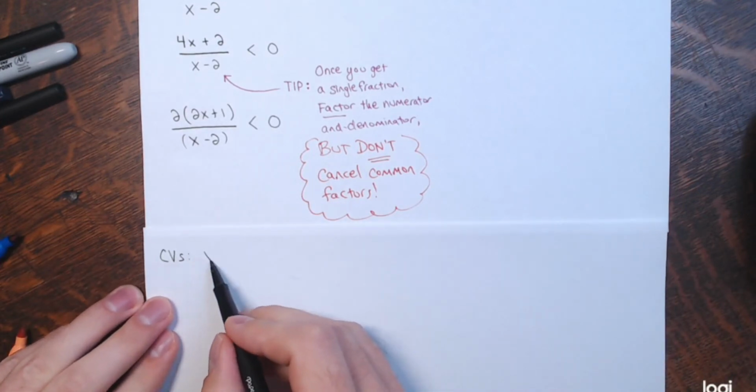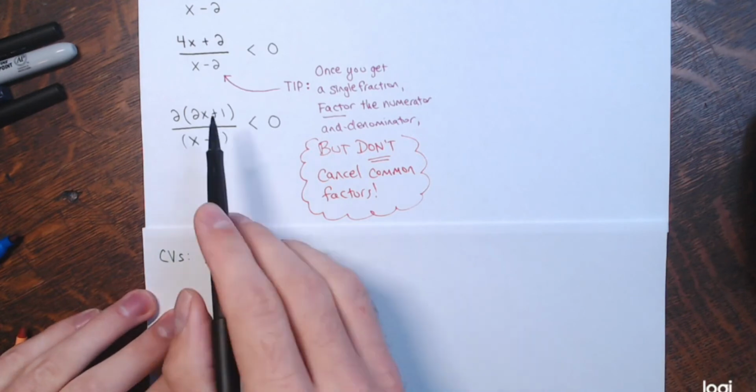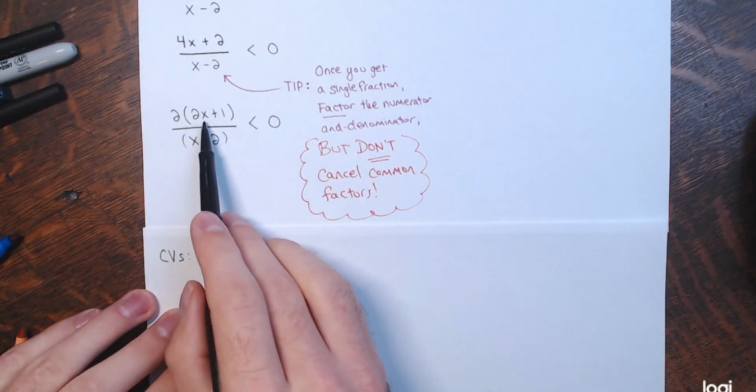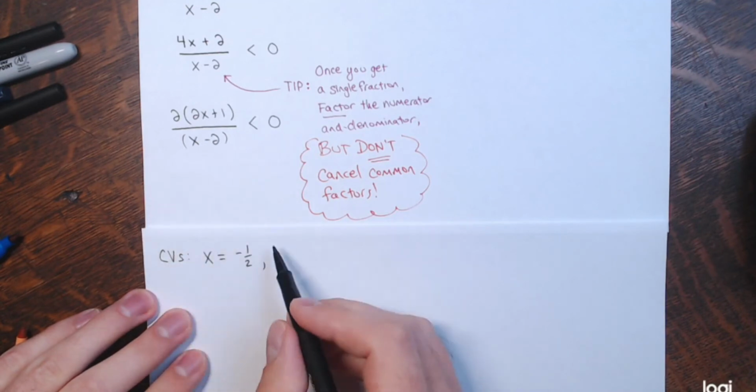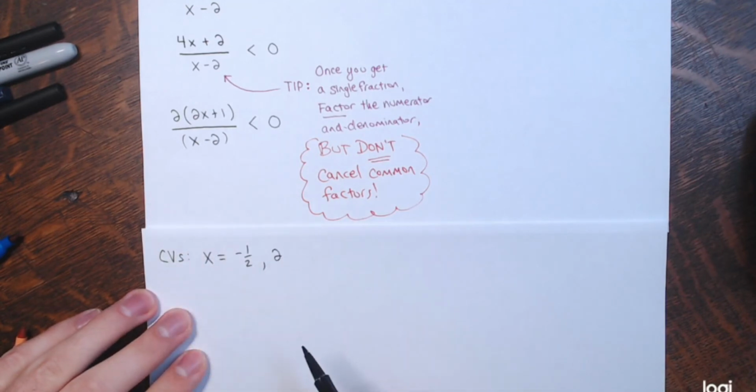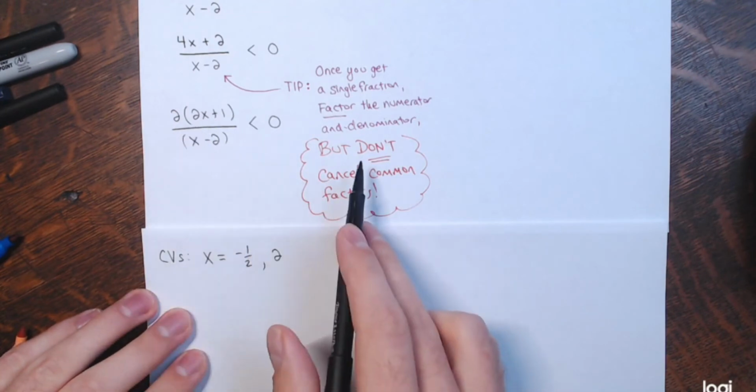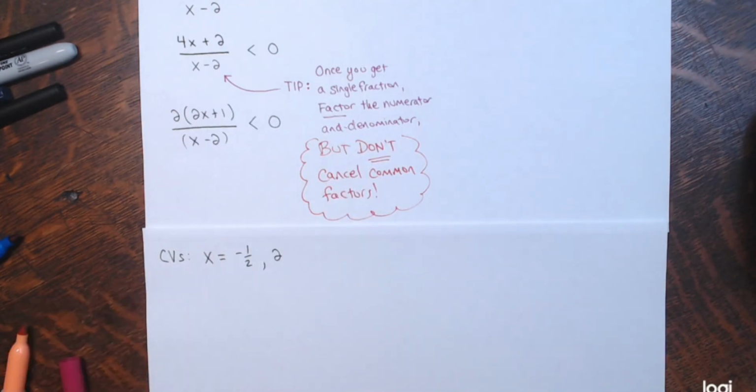The values that make the numerator and denominator 0: the numerator is made 0 by -1/2, and the denominator would be made 0 by x equals 2. That's kind of why I want factored versions of stuff. After you get that single fraction, if you factor the numerator and factor the denominator, stating the critical values should be simple.